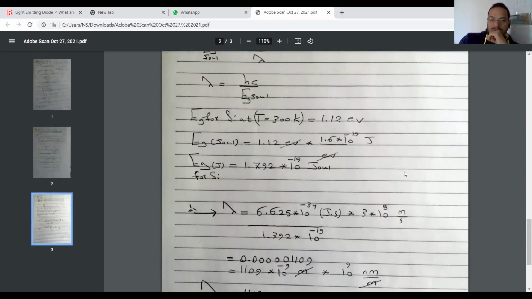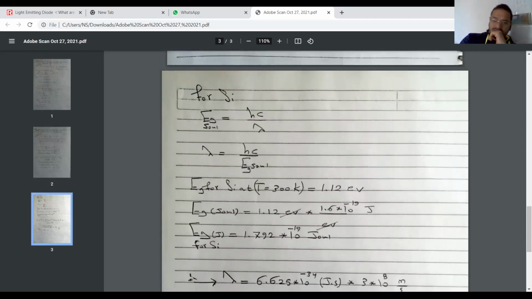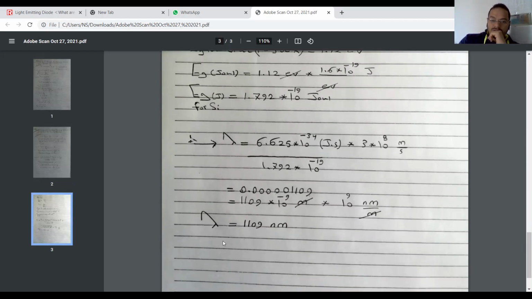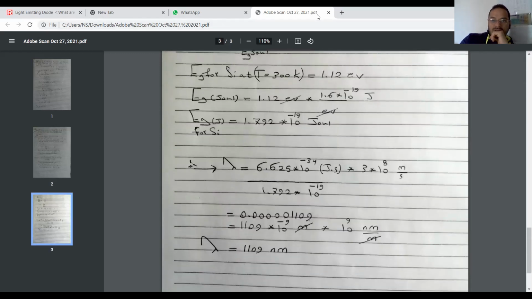For silicon, by using the same equation, the same idea, convert the energy band gap from electron volts to joules, and after that calculate. Lambda for silicon at room temperature will be 1109 nanometers. Now let's come back again.